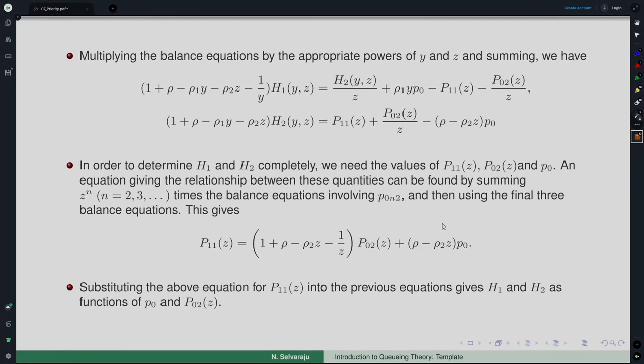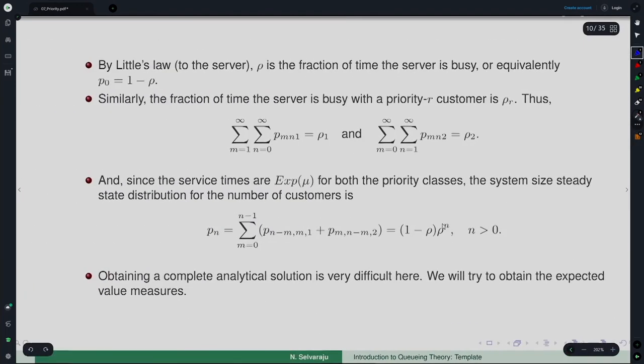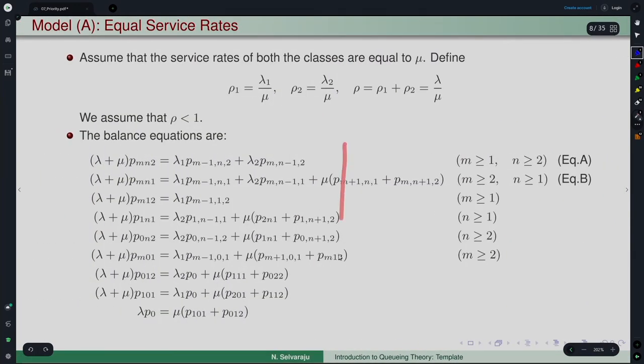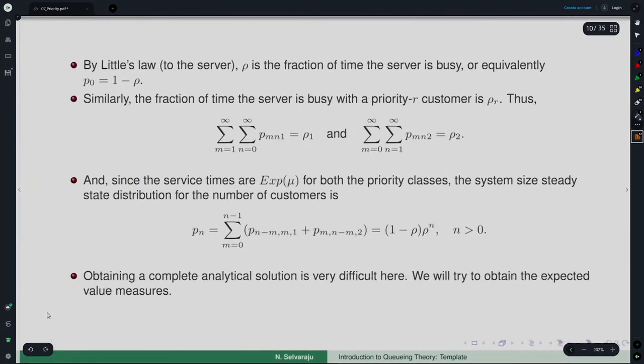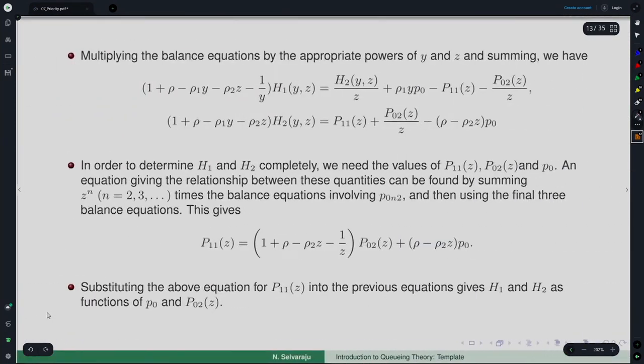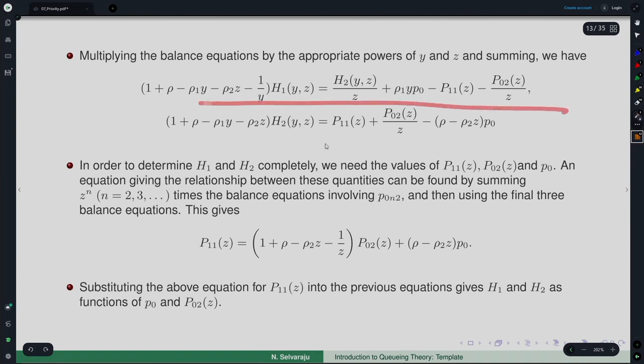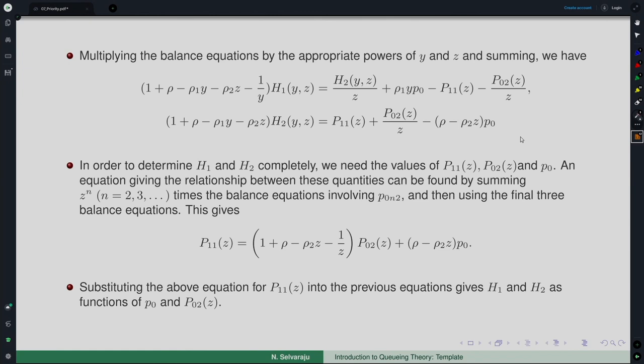Now, how do we get that? You have to go back to the balance equations here. You multiply each equation by y to the power m, z to the power n, with appropriate m and n, and sum everything to arrive at this expression for h1 and this expression for h2, partially, if you look at it. Okay.